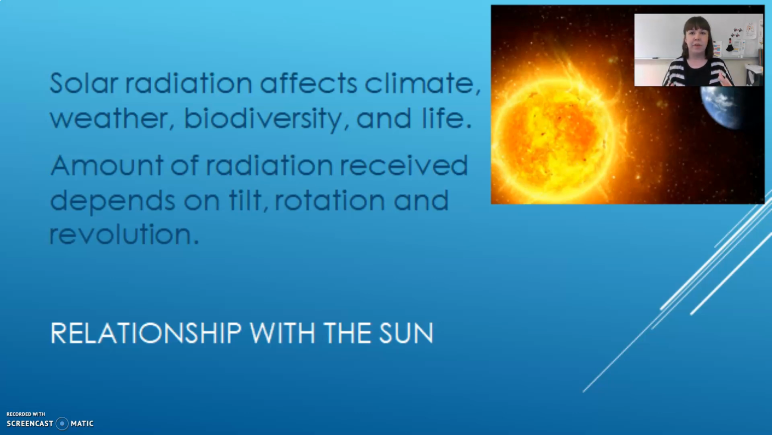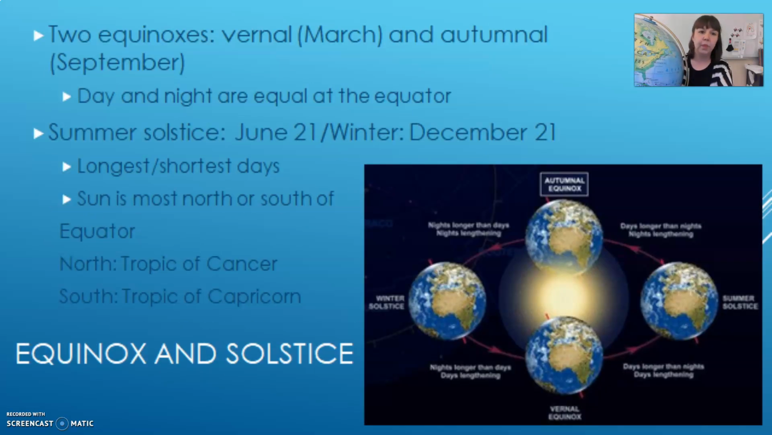Now, the atmosphere is affected by the solar radiation, the energy that comes into our atmosphere from the sun across outer space. And that solar radiation affects everything from climate to weather. It affects our biodiversity and it affects our life. And the amount of radiation that we receive depends on where we are on the Earth's surface, where the tilt is, how we are rotating, and how we revolve around the sun.